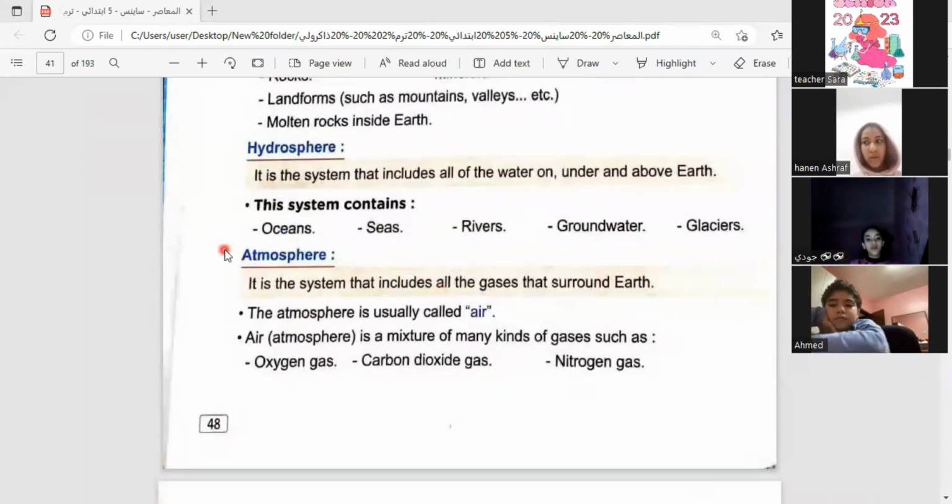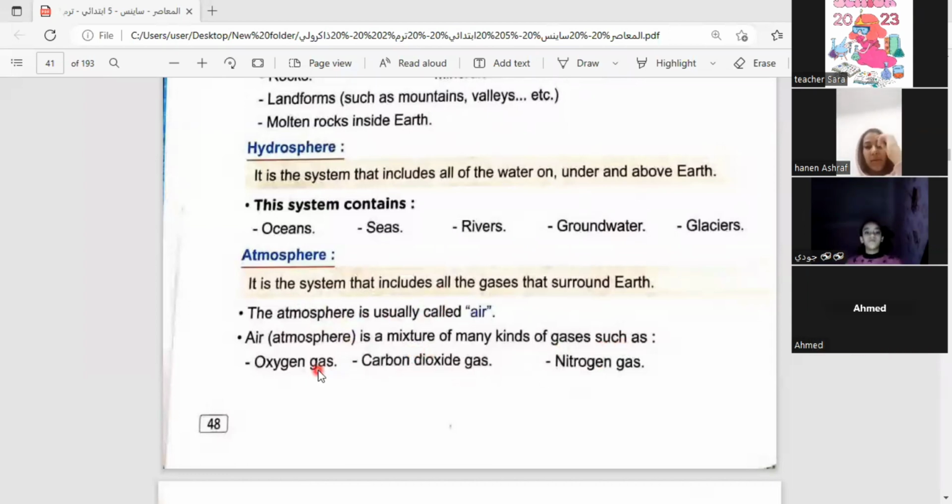And the third one is called atmosphere. What is the meaning of atmosphere? It is a system that includes all the gases that surround Earth. The atmosphere is usually called air. Air or atmosphere is a mixture of many kinds of gases such as oxygen gas, carbon dioxide gas, and nitrogen gas.